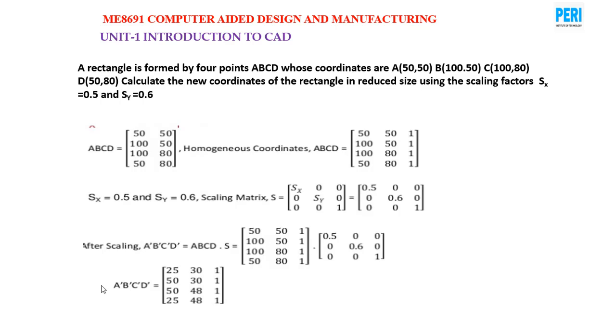While multiplying the ABCD matrix and the S matrix, row by column, we get 25 30 1, 50 30 1, 50 48 1, 25 48 1. The reduced coordinates will be A dash equal to 25, 30, B dash will be 50, 30, C dash will be 50, 48 and D dash will be 25, 48.